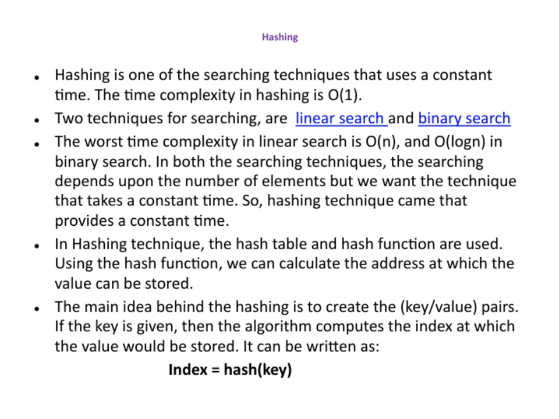It uses a hash table along with a hash function. The hash function takes a key and calculates an address or index where the value can be stored or found. The core idea behind hashing is to create key-value pairs, where each key maps to a specific location in the table. When we have a key, the algorithm computes the index using the hash function, which we can write as index equals hash of the key. This way, accessing or inserting data becomes very efficient because we directly go to the calculated index.